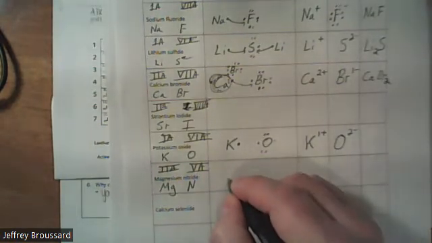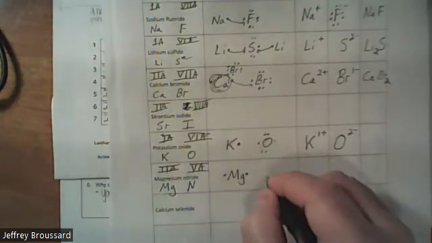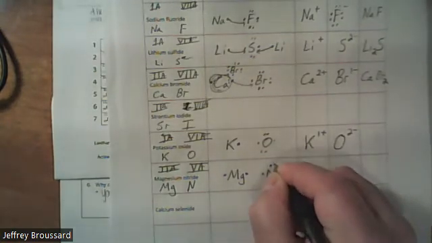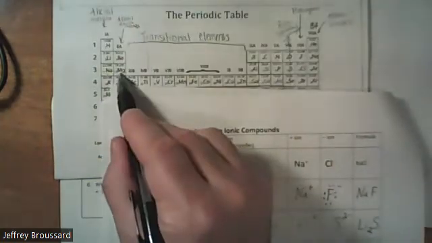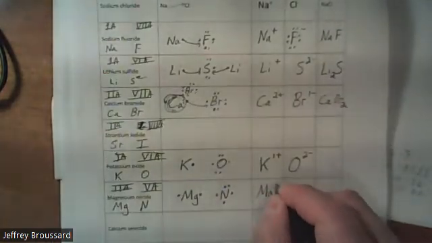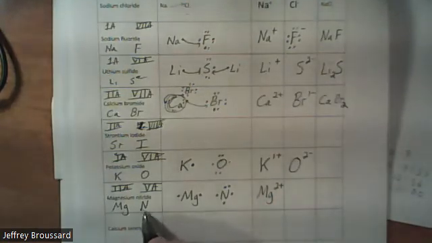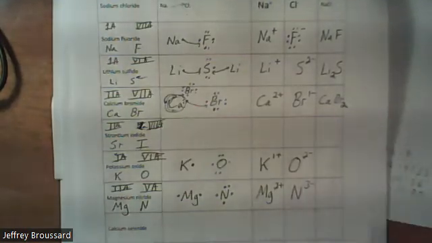So magnesium is going to have its 2 valence electrons, 1, 2. And nitrogen's going to have its 5, 1, 2, 3, 4, 5. And this is kind of a crazy situation. Now we know that magnesium, based off where it's at in the periodic table, is going to lose 1, 2 electrons, giving it Mg 2 positive charge left behind. Nitrogen is going to gain 3 electrons to give it a 3 negative charge.